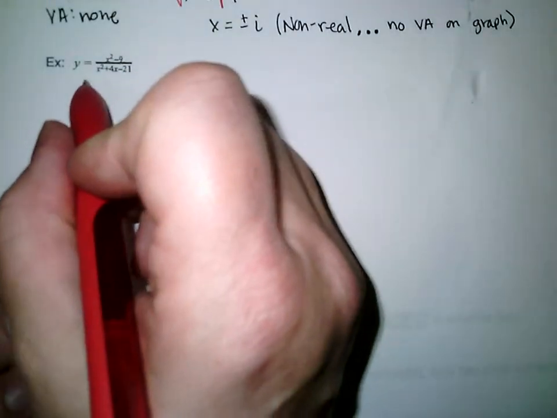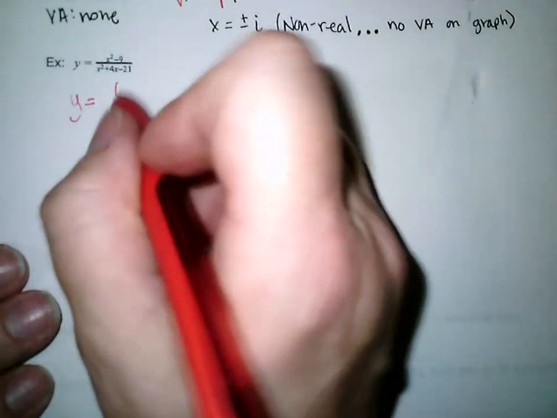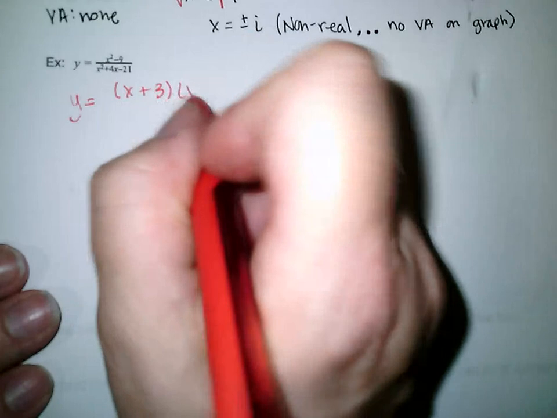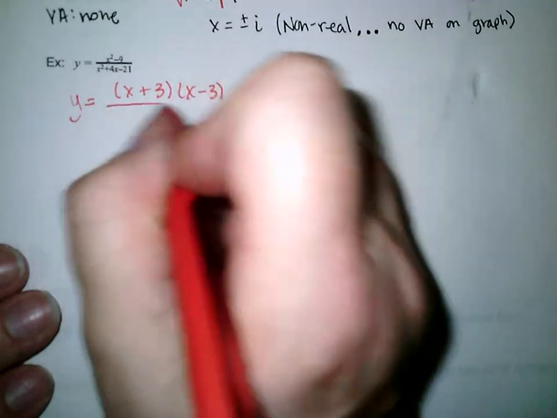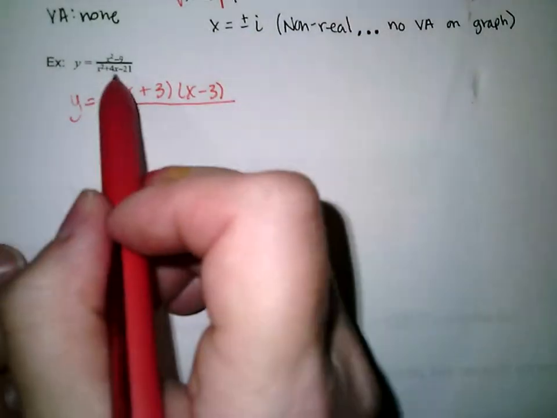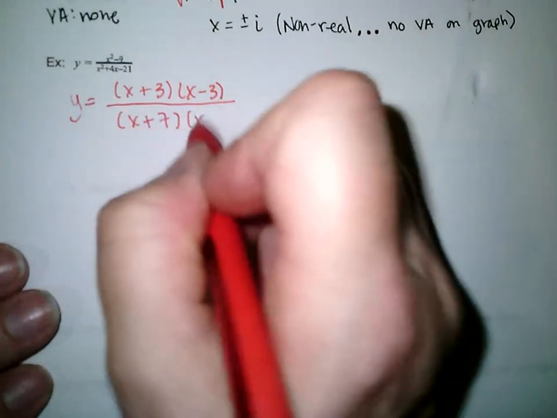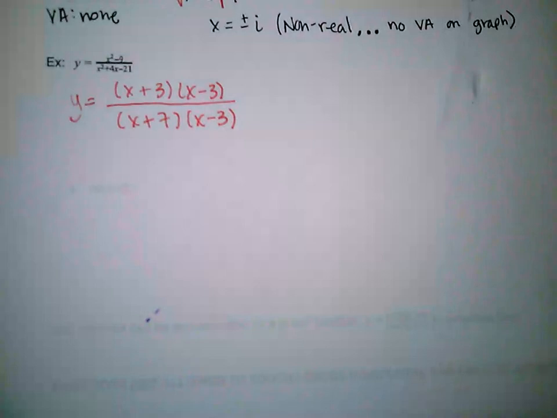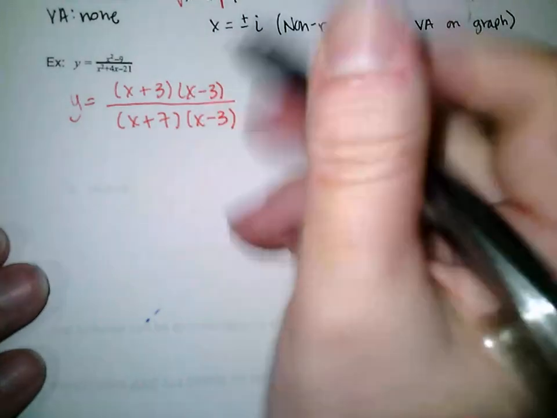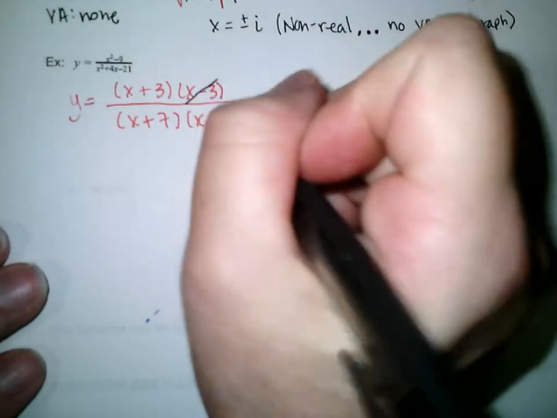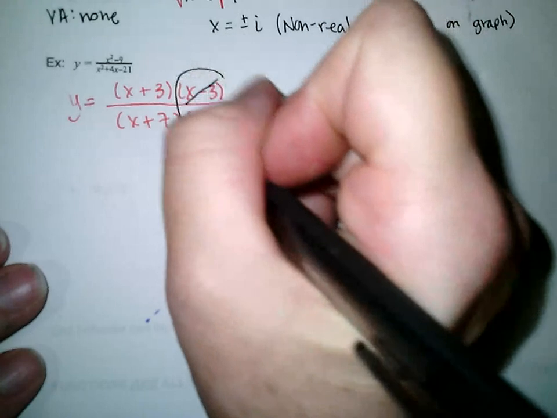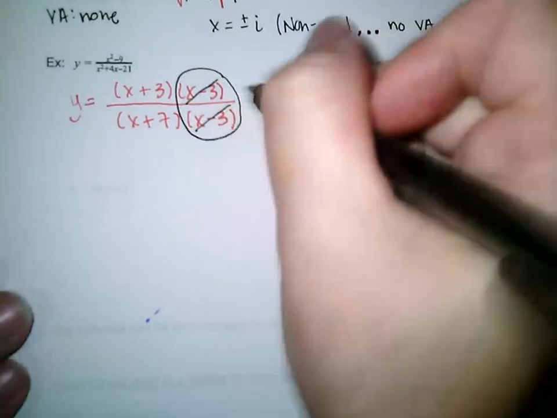Okay, we will start by factoring. So we get y equals, this is difference of squares again, so x plus 3 times x minus 3. And then the denominator will factor to be x plus 7, x minus 3. Okay. So now that we have that factored, we see that we have a common factor that we can cancel. So I think of it like I'm making a hole by taking this out of the function.